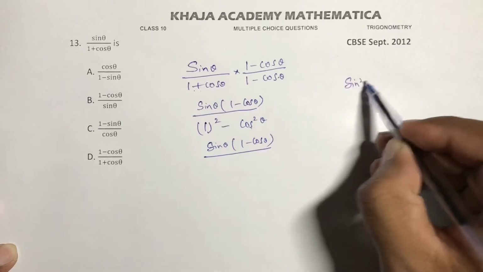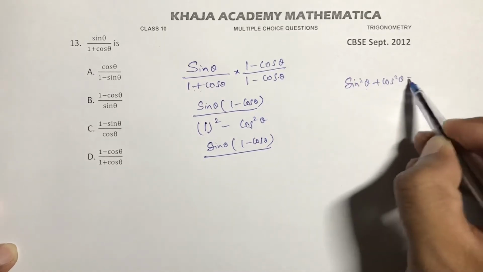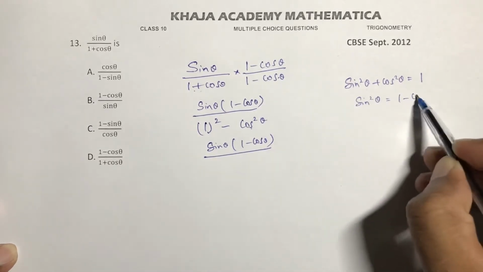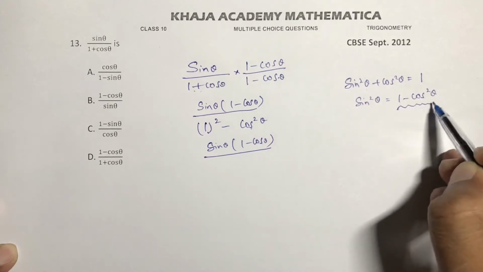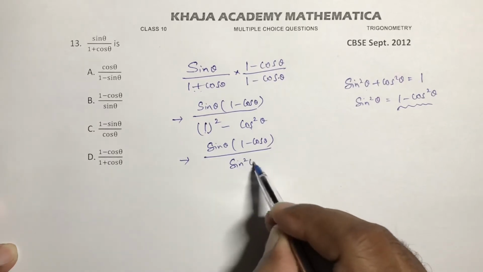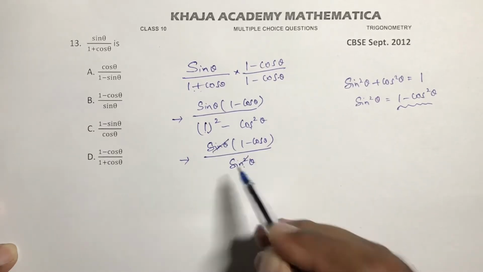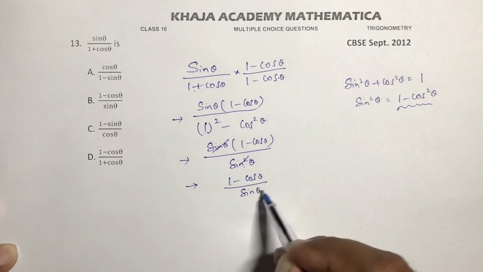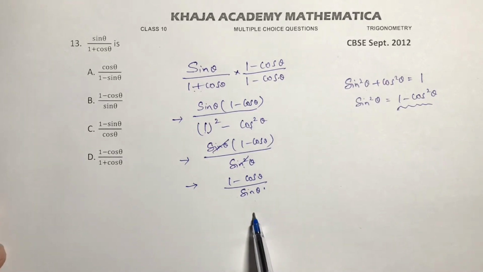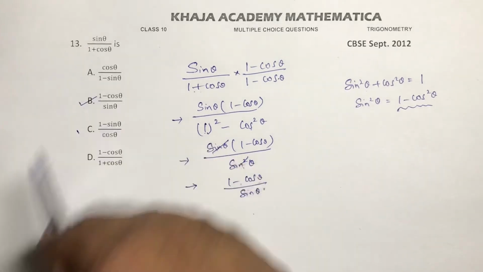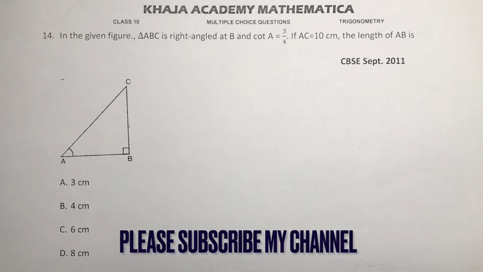See, the identity is sin square plus cos square theta equals 1. So 1 minus cos square theta is sin square theta. So 1 minus cos square theta in the denominator you can write as sin square theta. So here sin theta, here sin square. One sin cancels. 1 minus cos theta by sin theta. So the correct option is 1 minus cos theta by sin theta. Correct option is B.